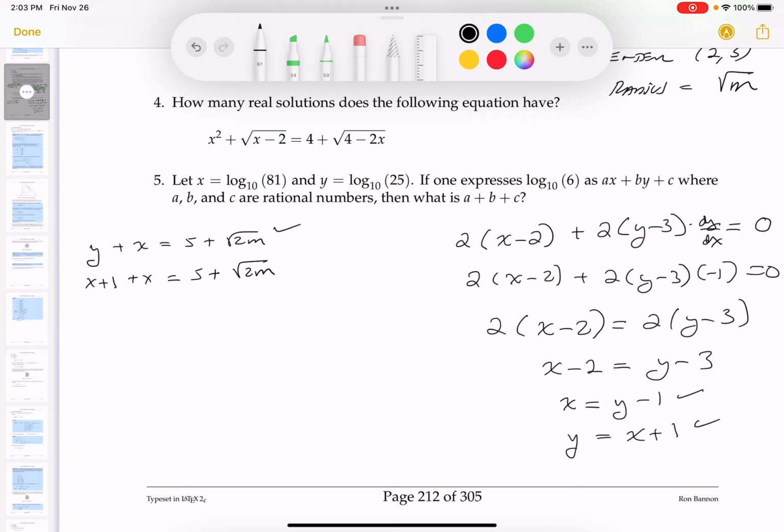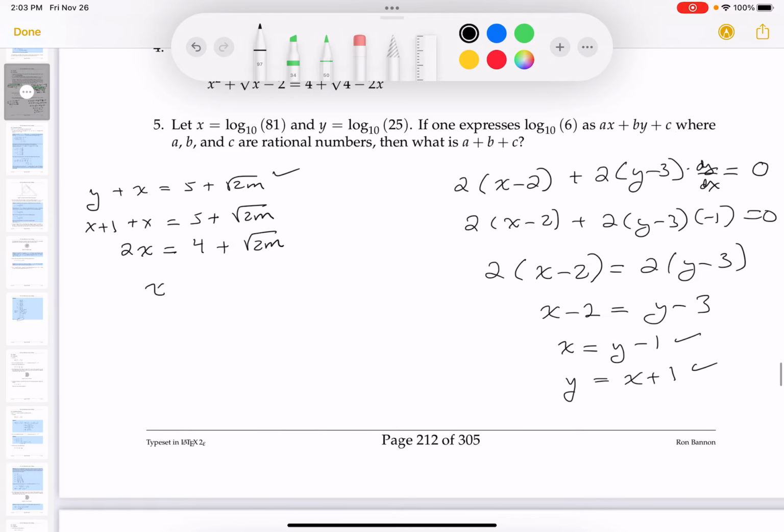So let's see, x plus 1, that's what y is, right? So you get 2x equals, let's see, take 1 from that, 4 plus root 2m. Now, it's not giving me m, but I got a form for x in terms of m now. That's going to be 4 plus root 2m over 2. But it still doesn't tell me what m is.